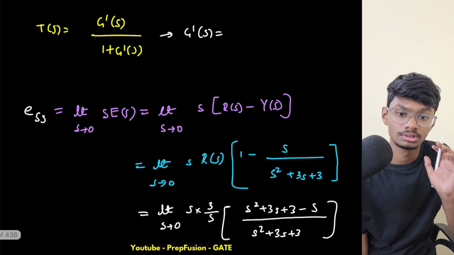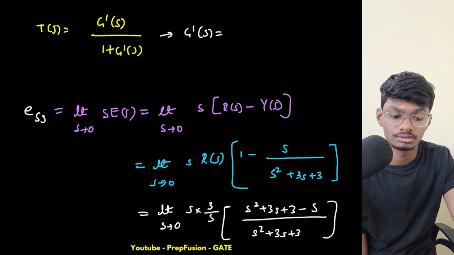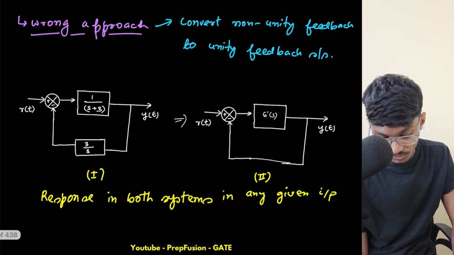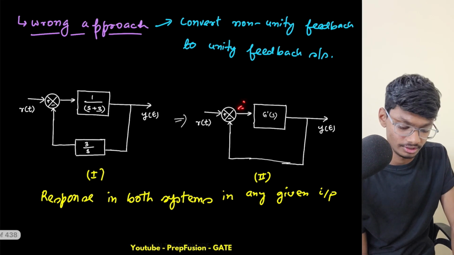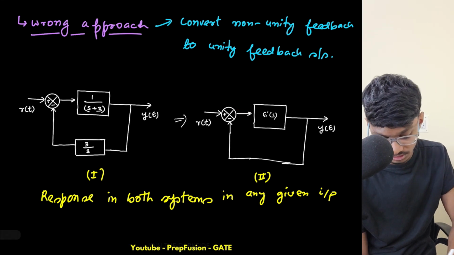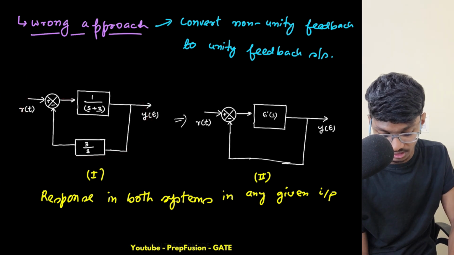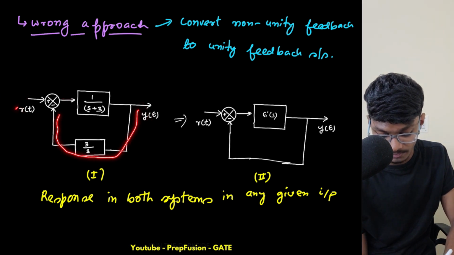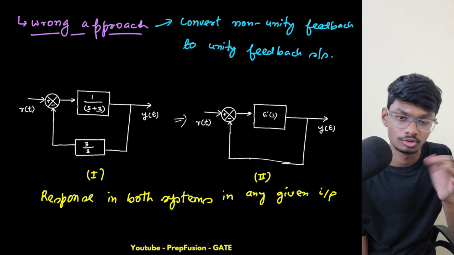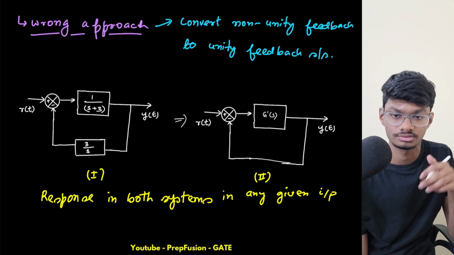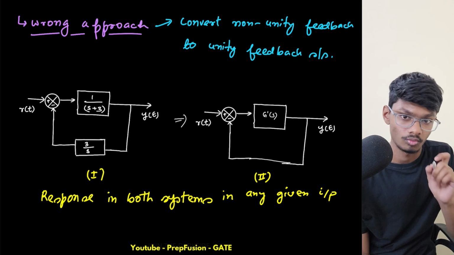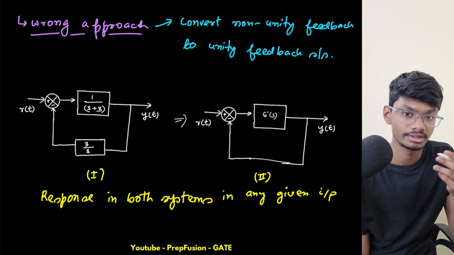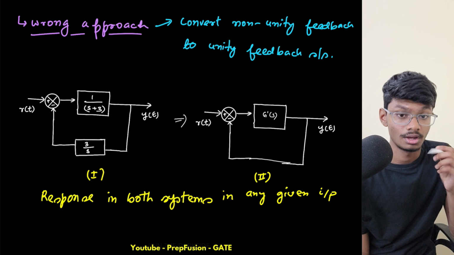Another wrong approach will be to calculate the actuating error, like you are calculating the error signal here itself. Just a few students assume that E of s is this, and they just calculate R of s minus Y of s into H of s, that is equal to E of s, and then take limit s tends to 0, s into E of s, final value, and you will find your error. No, that is also incorrect. That is the actuating error signal, which we are not interested in.